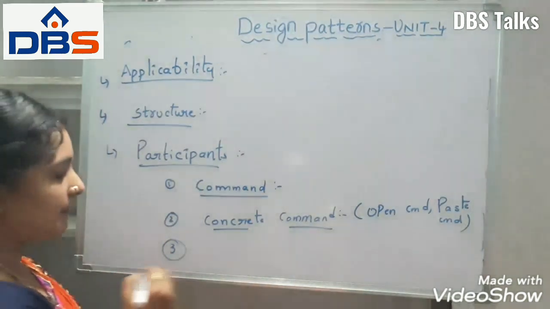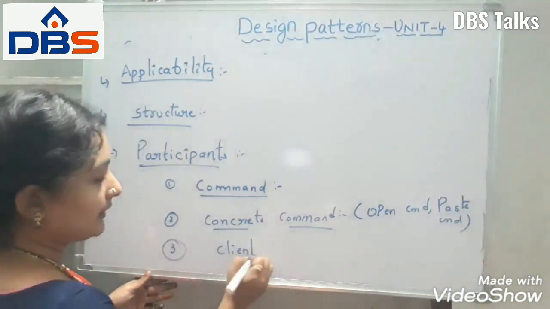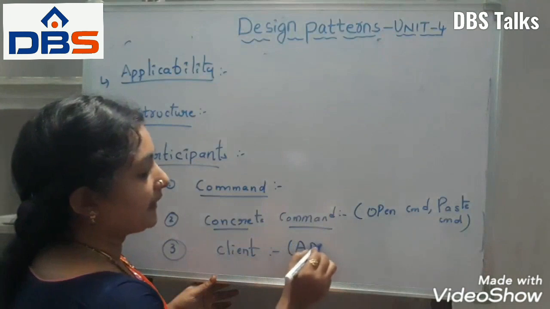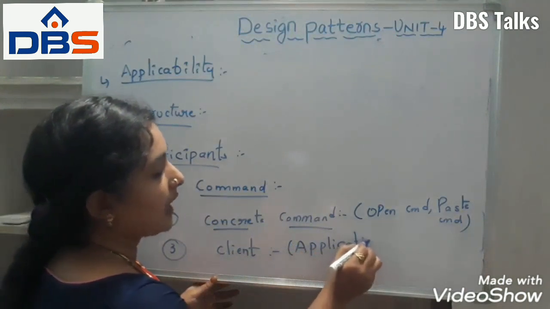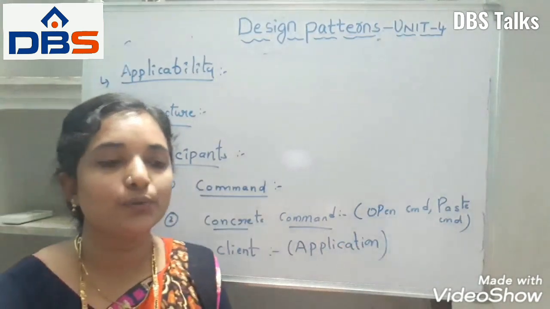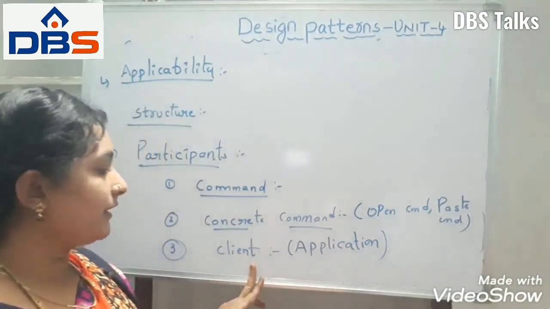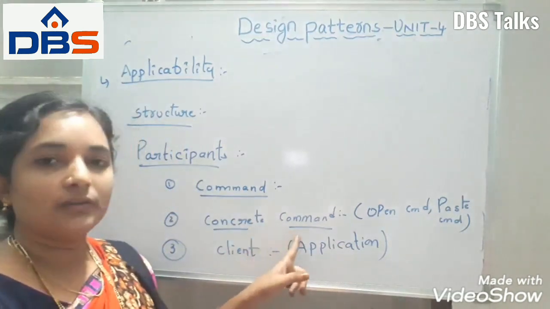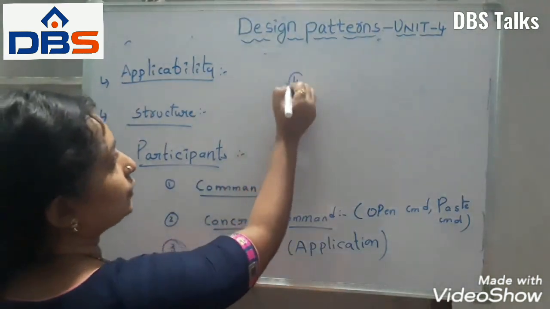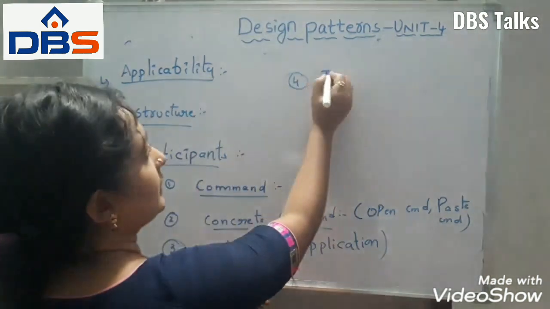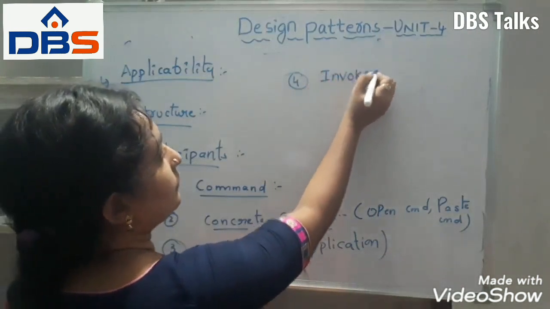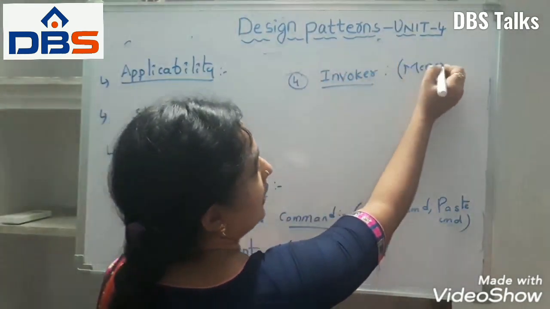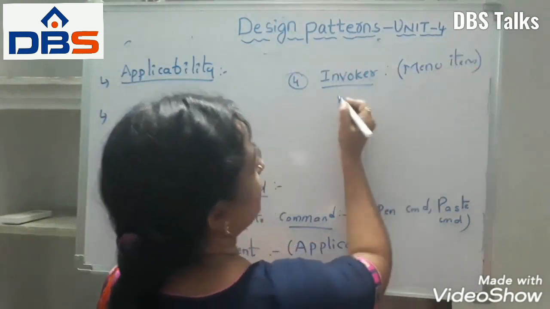Next participant is the client. The client is nothing but the application. It is used to execute the concrete object. This client will be used to create a concrete command. Next, coming to the fourth one, that is the invoker. The invoker comes under the menu items, and it is the user.